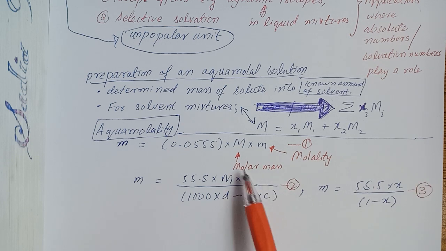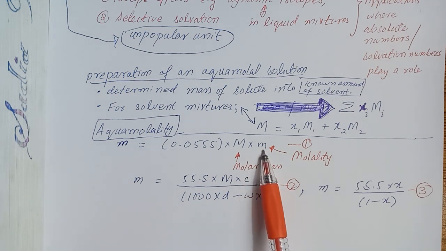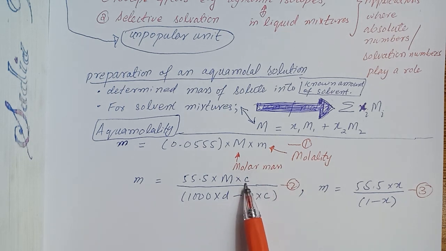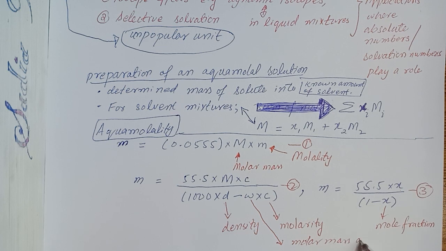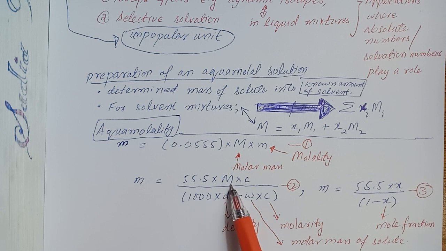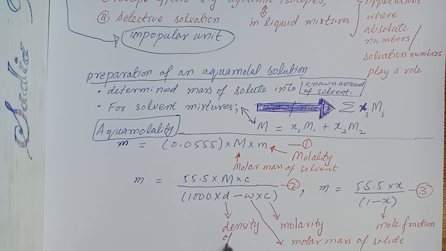In these conversions, the capital M represents the molar mass of the solvent, small m is the molality, C is molarity, X is the mole fraction, D is density in gram per centimeter cube, small w is the molar mass of solute, and capital M is the molar mass of solvent. So this density is the density of solution.